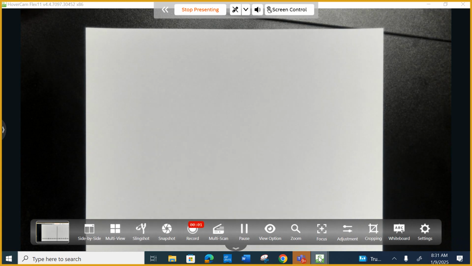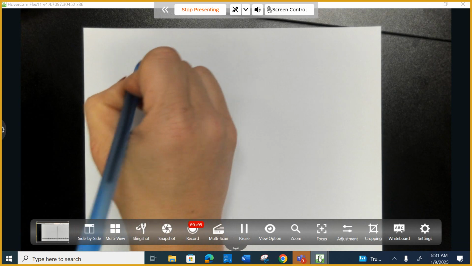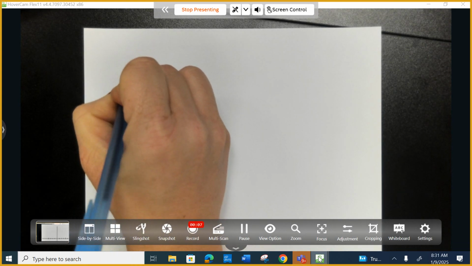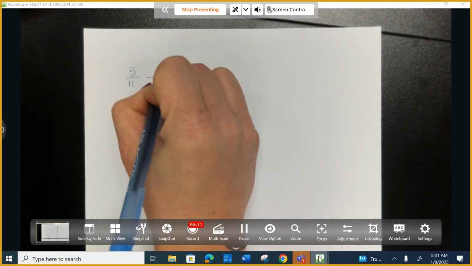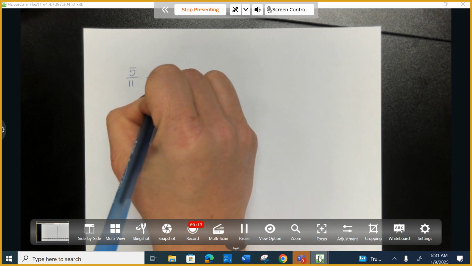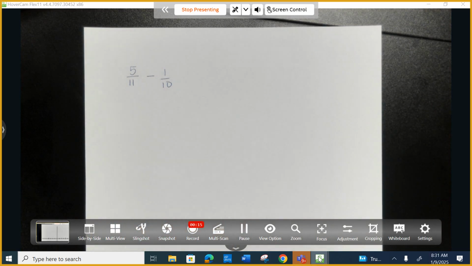Let's talk about some elementary concepts right now that students often are not very comfortable with. Let's go with the very first one. Let's take 5/11 minus 1/10. 5/11 minus 1/10. What do we know about fractions?